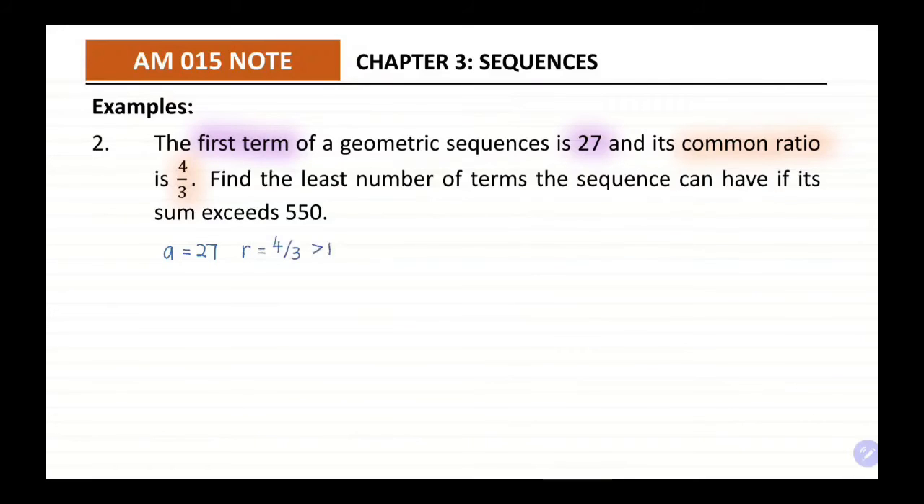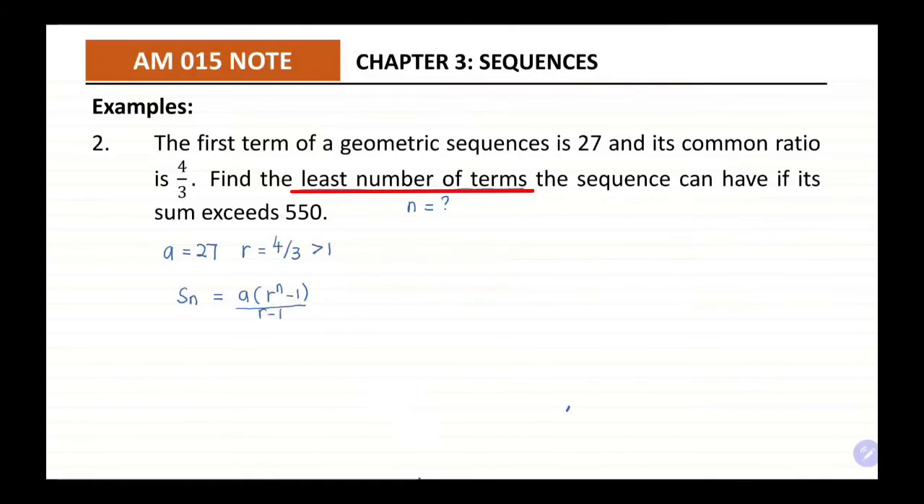4 over 3 is greater than 1. The question asks to find the least number of terms. The least number of terms refers to n. And given the sum exceeds 550. The formula for the sum of a geometric sequence, since r is greater than 1, is Sn equals a, r power of n minus 1, divided by r minus 1.